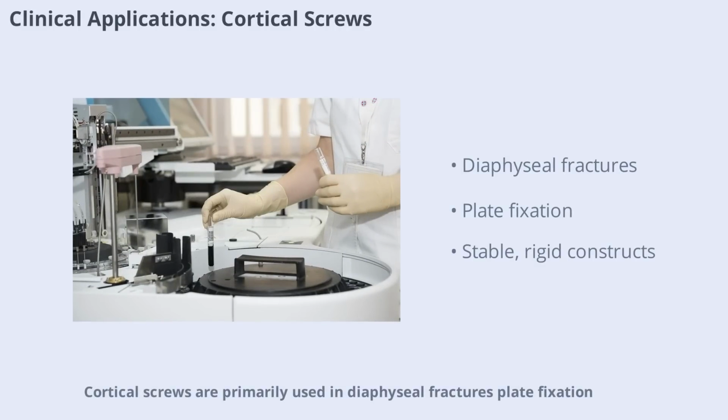Cortical screws are primarily used in diaphyseal fractures, plate fixation, and rigid constructs. Their fine threads and small core diameter provide stable fixation in long bones, enhancing compression and promoting healing. These screws are essential for situations where strong, stable fixation is required, such as in weight-bearing bones or complex fractures.